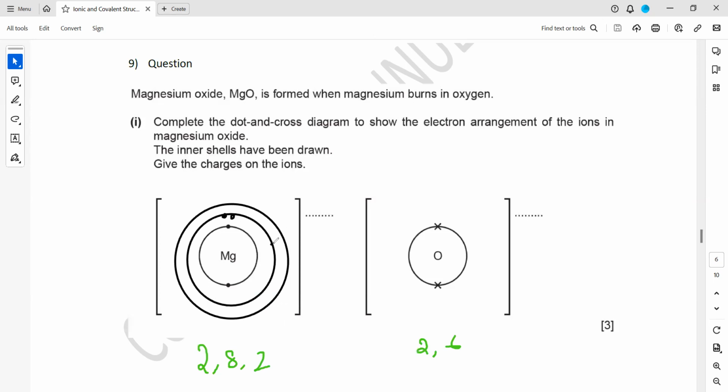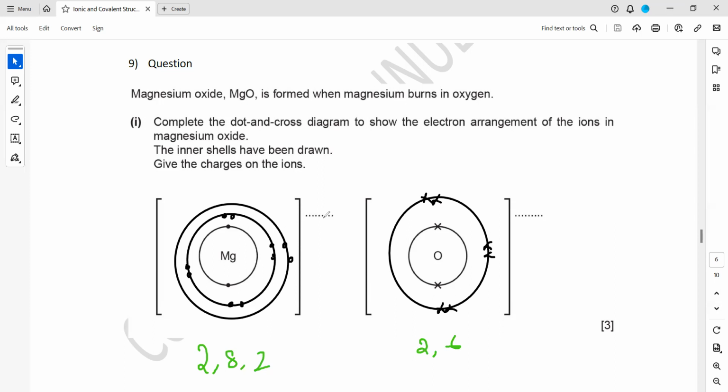So it is 2, 8, and 2. For oxygen, first shell 2 electrons, the second shell it has 6 electrons. Now what happened, as we know, in an ionic bond, it's a transfer of electrons from metal to non-metal. Metals tend to lose electrons whereas non-metals have a tendency to gain electrons. And metal will lose all the valence shell, the last shell electrons, and non-metal will gain to complete octet.